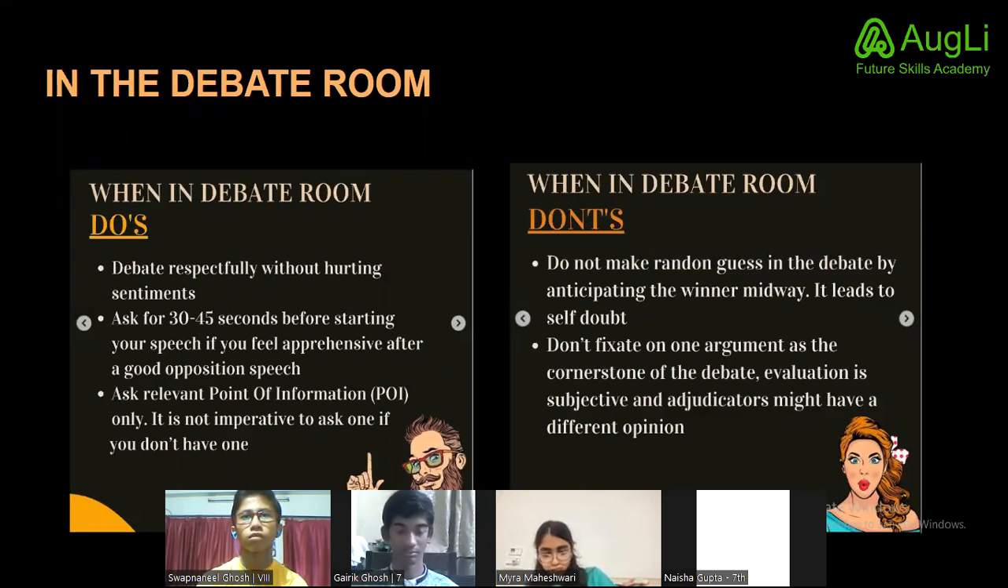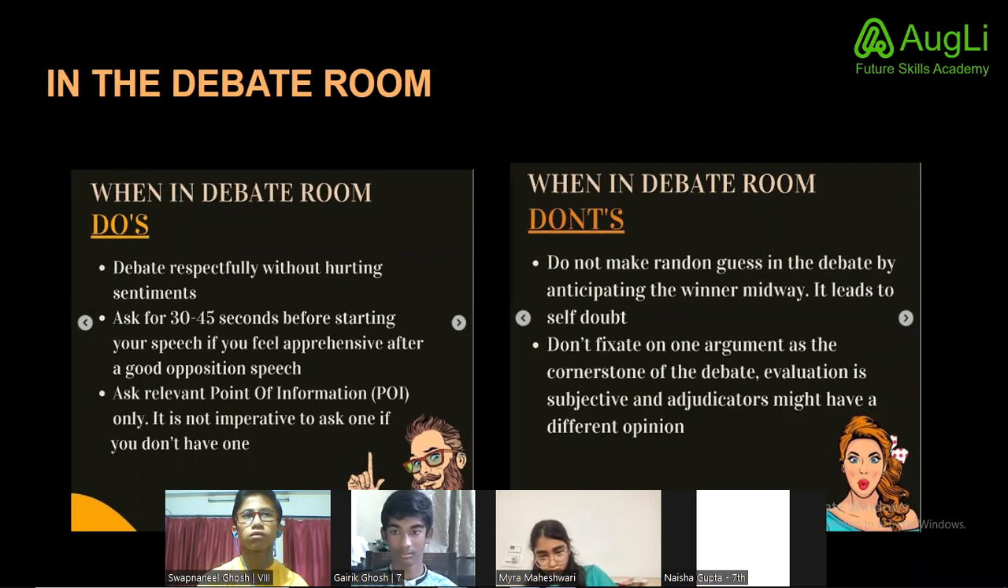Because if you're running only one argument, it's very easy for the opposition to deconstruct your case, because it's just one argument that they have to get to the crux of and then undo it from there, right? But if you have multiple arguments, then it's also more work for the other side, and that's why the debate becomes more comparative, and you are able to deliver a more competent case.